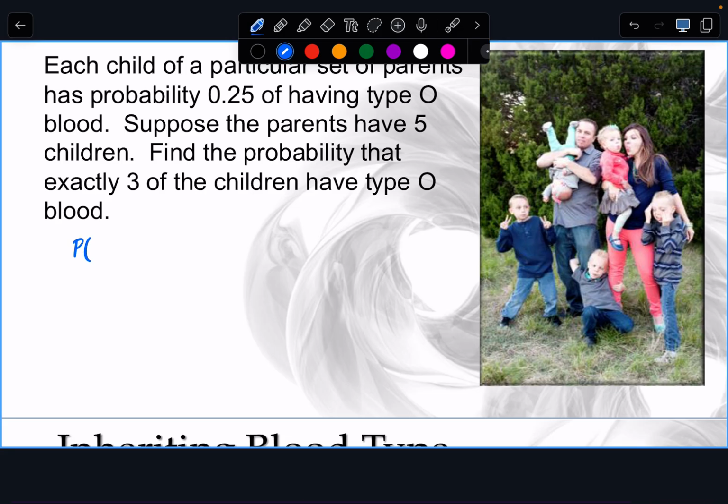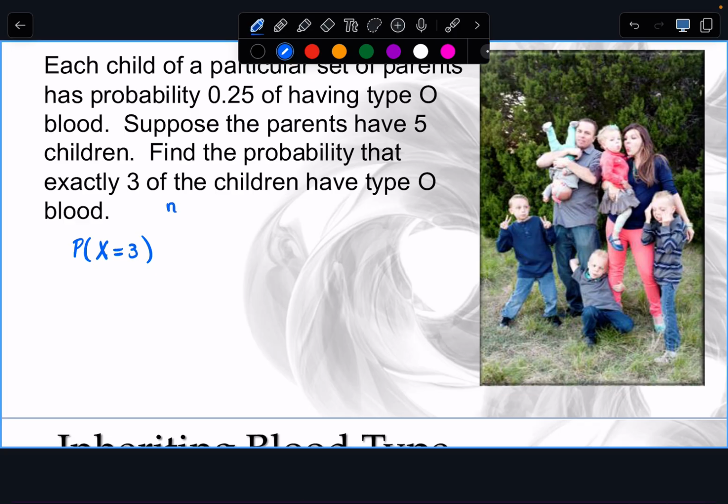type O blood, what they're asking us to calculate in notation is what? The probability that X equals 3. So you have to define the probability you're calculating with the notation. So we're looking for the probability that X is 3. We want exactly 3 kids with type O blood.